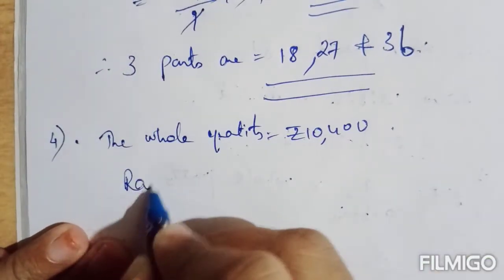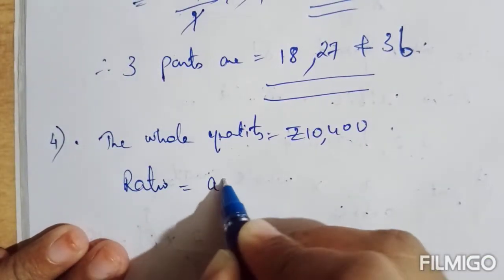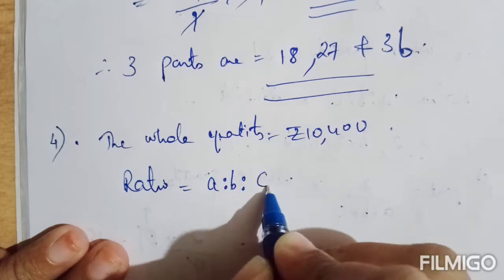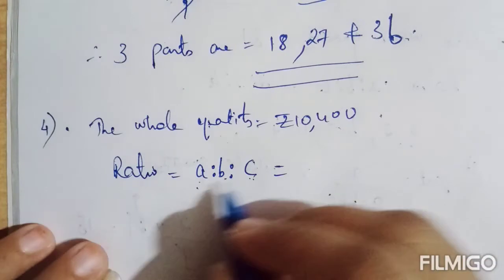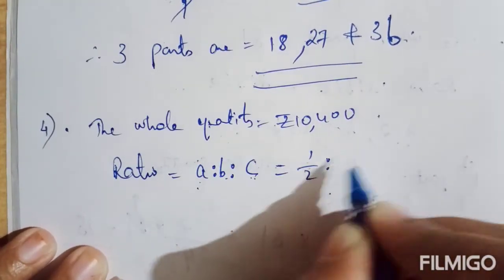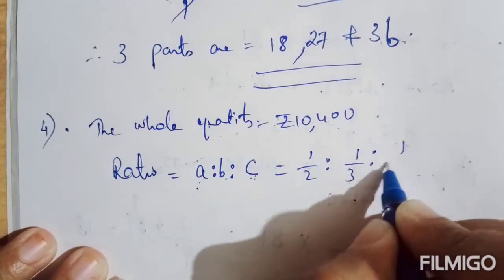Now ratio to be divided. Here 3 quantities, 3 terms are there. A is to B is to C. Okay, 3 terms are there for ratios. So you can take like this. It is 1 by 2 is to 1 by 3 is to 1 by 4.